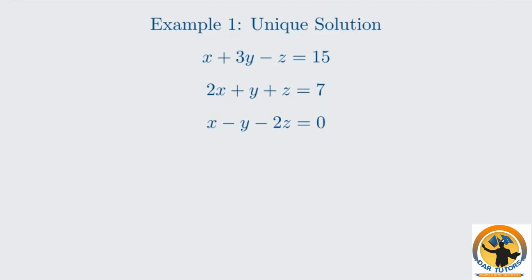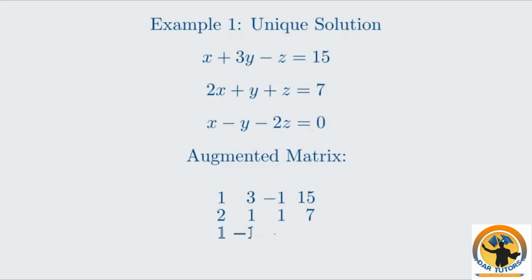First, we write this system as an augmented matrix. The coefficients of x, y, and z form the left side, and the constants form the right side. This gives us the matrix. Row 1 is 1, 3, minus 1, 15. Row 2 is 2, 1, 1, 7. And row 3 is 1, minus 1, minus 2, 0.